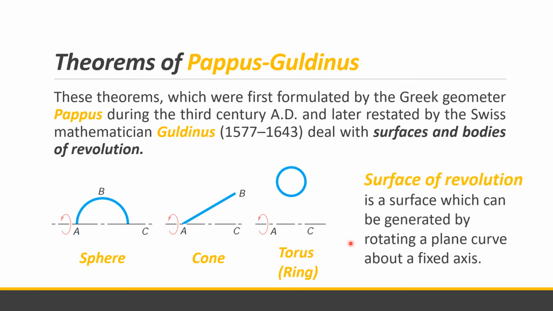So this process is called the surface revolution, which is a surface which can be generated by rotating a plane curve about a fixed axis. So curve or a line, no? So if you rotate this line or curve, magkakaroon tayo ng surface, which is yung surface ng sphere natin. So kukuha natin yung surface area. So yun yung makukuha natin.